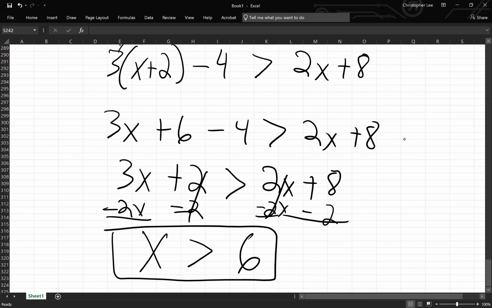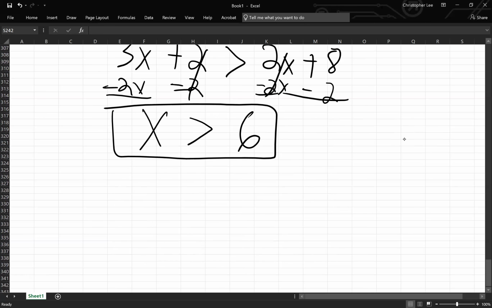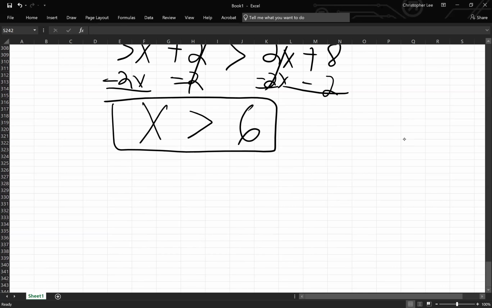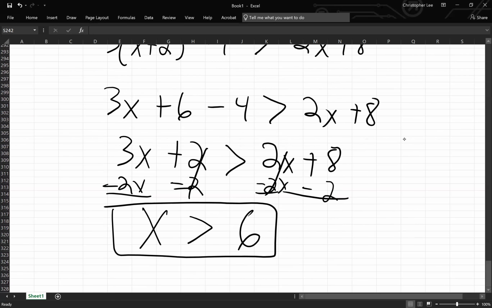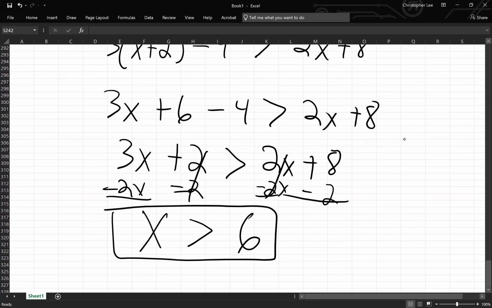It's only 3X minus 2X, because 3 minus 2 is 1. So now I have X is greater than 6. So now I want to graph it. That's the name of this game, graphing it.